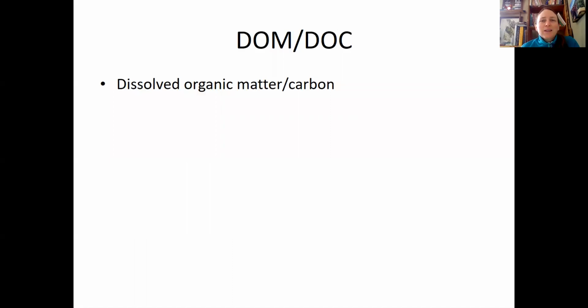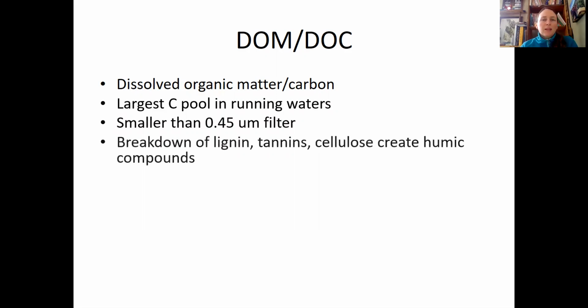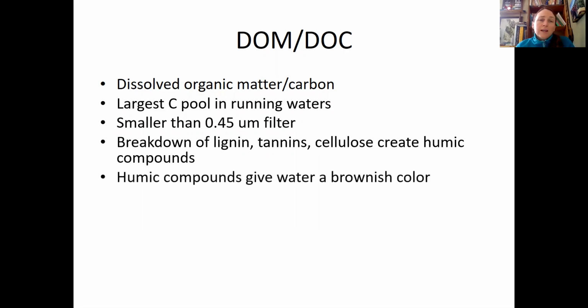Okay, dissolved organic matter or dissolved organic carbon. This is the largest carbon pool in running waters. Again, smaller than a 0.45 micrometer filter. And it's the result of the breakdown of larger molecules, things like lignins, tannins, cellulose. When those things break down, they create what are called humic compounds, and humic compounds give that water a brownish color. It's like being stained with tea or something like that.